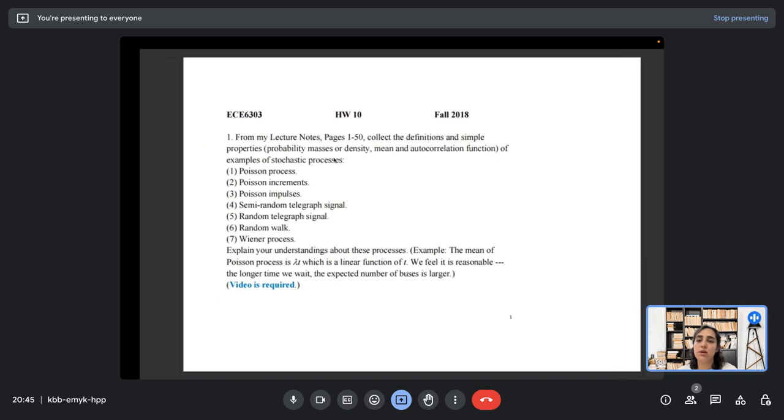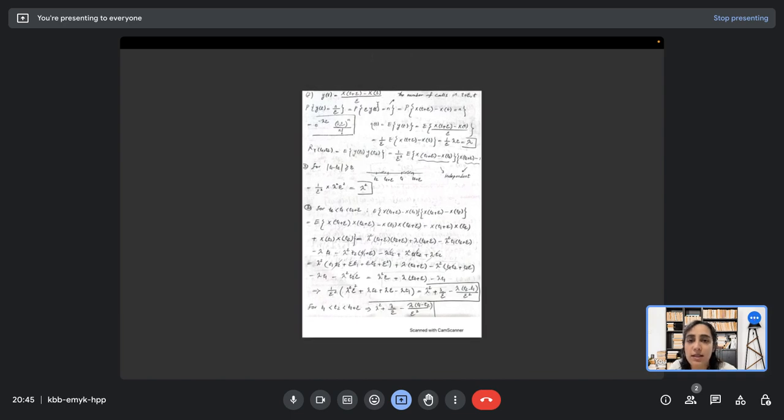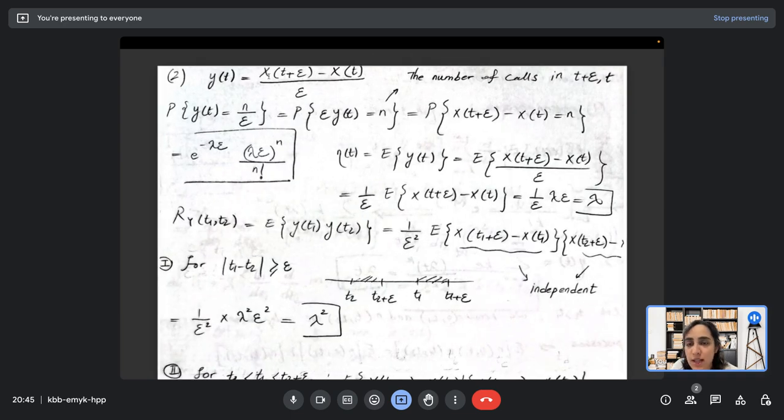The second one is Poisson increments. The Poisson increments has a formula like this: y of t equals x of t plus epsilon minus x of t, divided by epsilon. If we want to calculate the probability distribution function of this, we write the probability of y of t being equal to n divided by epsilon.